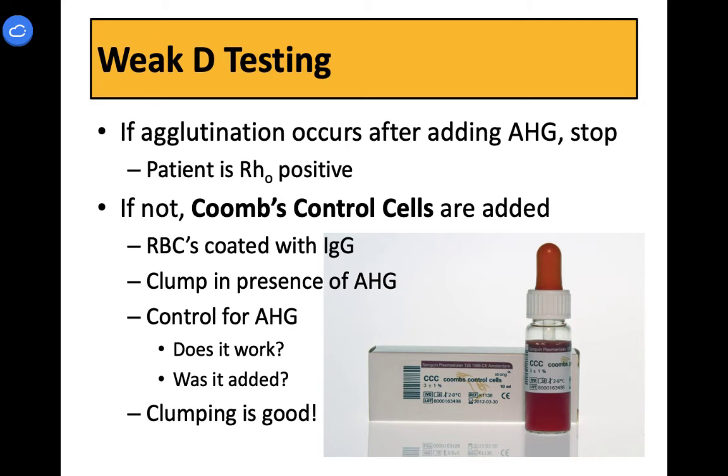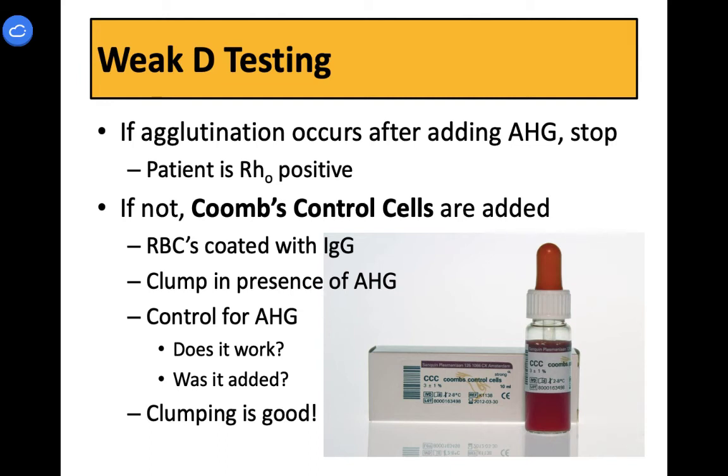What we're going to add are something called Coombs control cells. And these are actually reagent cells that are red cells coated with IgG, just like it would be in a patient who had weak D. They will clump when you mix them with antihuman globulin.